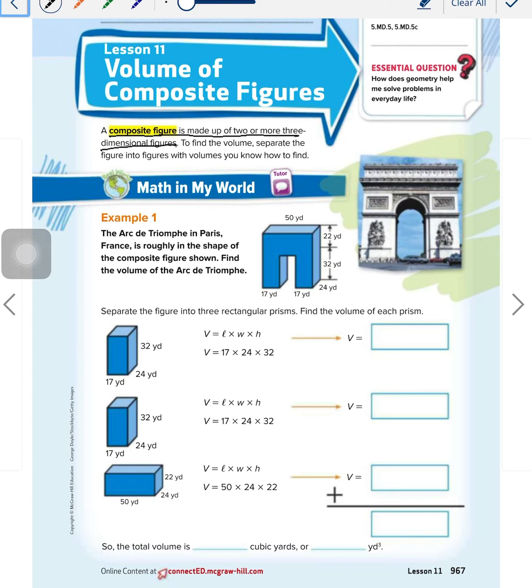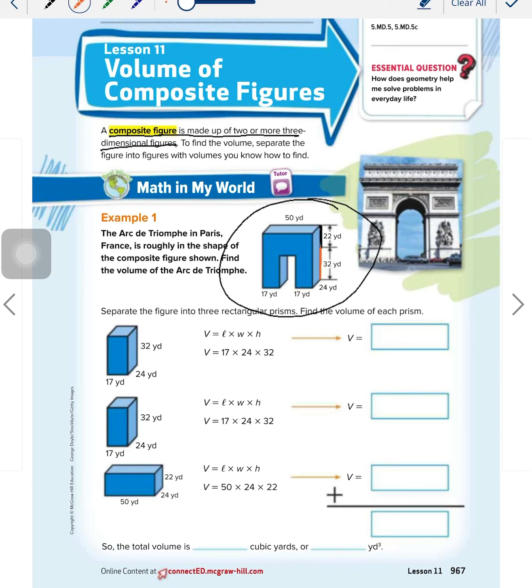So, it says the Arc de Triomphe in Paris, France is roughly in the shape of the composite figure shown. So we need to find the volume of this figure. But look what they did. They gave us that this is 22 yards long. This is 32 yards long. So we have to cut this up so that we can do it much easier. Okay?